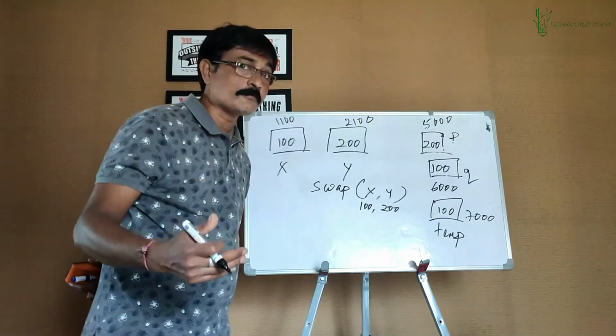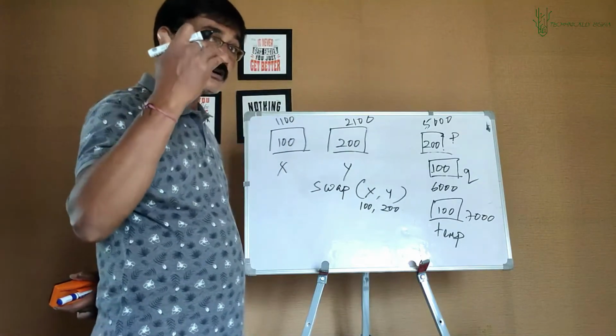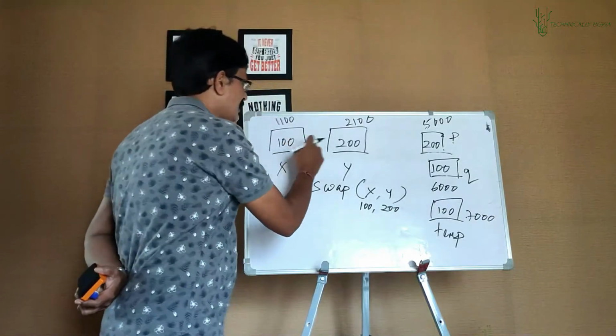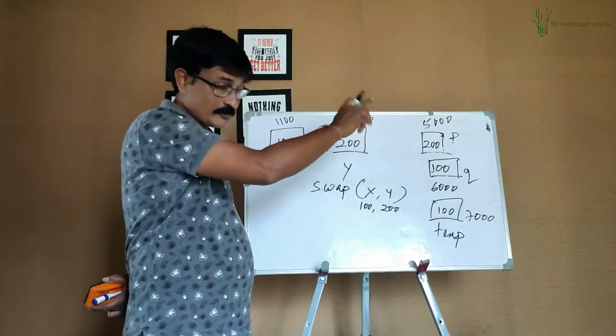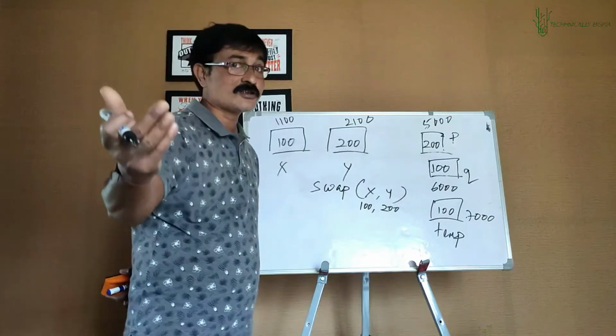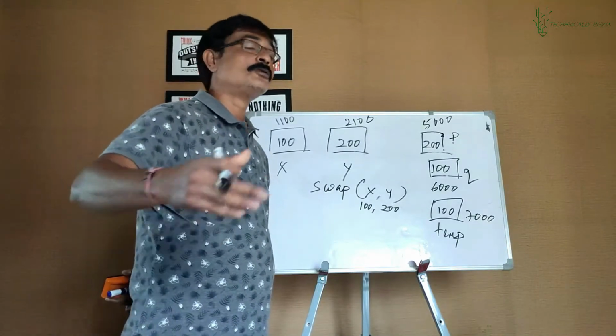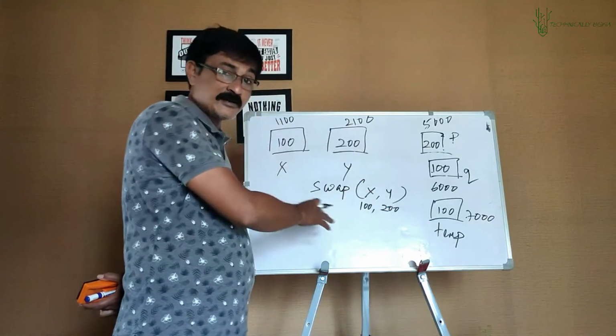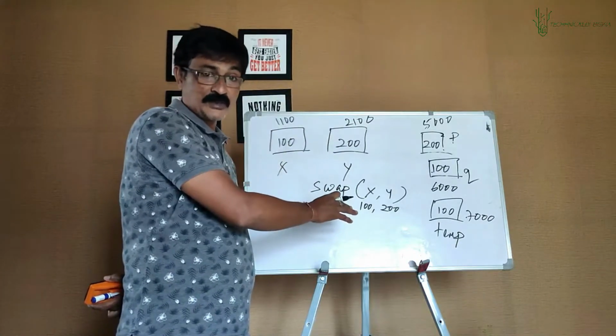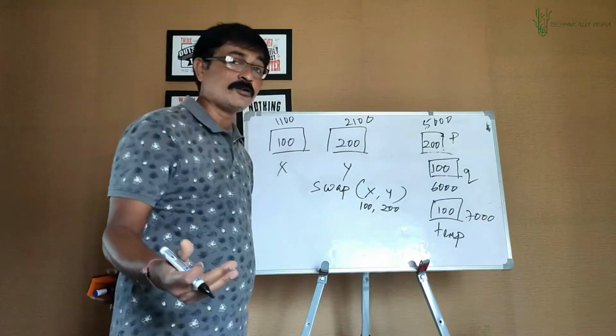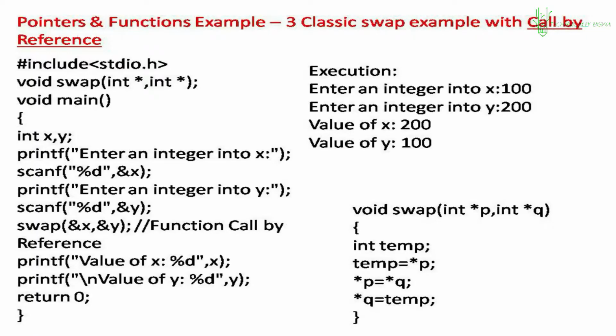But what was our purpose? Our purpose was to swap the values of x and y, not p and q. Remember that? So let's jump to the second example. We will take up the same problem, and now we will use call by reference. Have a look.